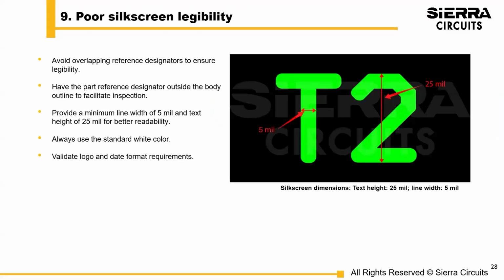Poor silkscreen legibility is also a serious concern. So let's quickly go over some key silkscreen guidelines. The first one is to avoid overlapping reference designators. Also make sure that the designators are placed outside the component body. Then stick to a minimum line width of 4 mil and text height of at least 25 mil for clear readability. And always use white as the standard silkscreen color. Finally, don't forget to validate the logo placement and date format against your company's requirement.